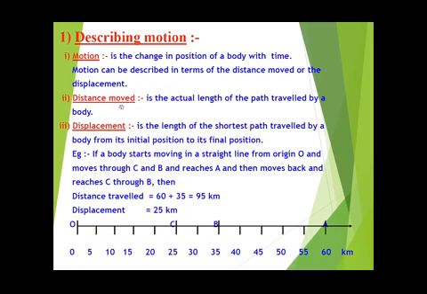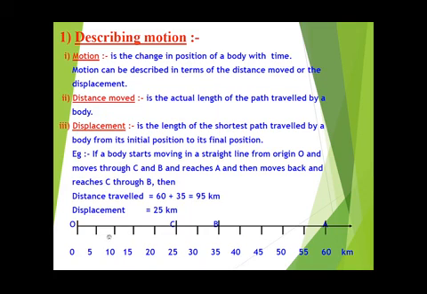So what is distance? Distance is the actual length of the path travelled by the body. Now comes displacement. It is the shortest path travelled by the body from its initial position to its final position. If a body wants to cover the distance between point A and point B, the length of the shortest path to reach point B from point A is termed the displacement. Now with the help of this graph, we can understand the terms distance and displacement.